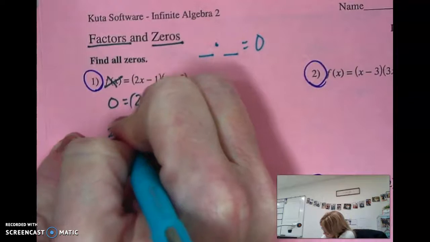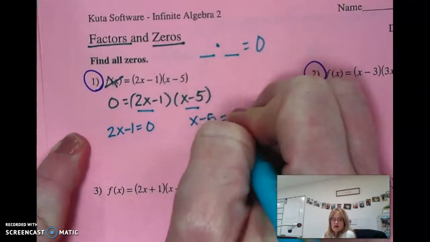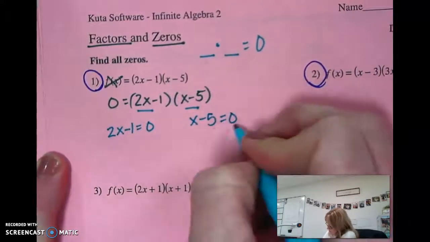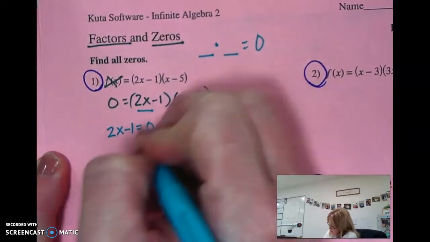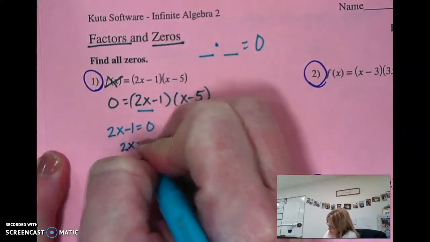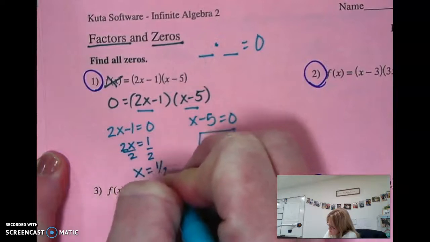Well, either 2x minus 1 has to equal 0, or x minus 5 has to equal 0. If I add 5 to both sides, x would equal positive 5. When I add 1 to both sides and divide both sides by 2, x equals 1/2.